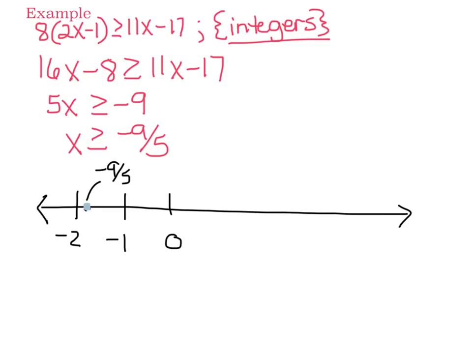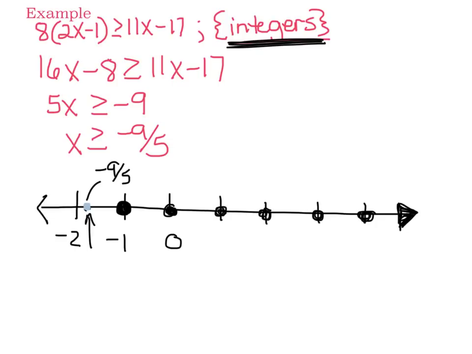However, I'm not going to shade it all, because I am limited to only the integers. So all I'm going to do is put a closed circle on every integer that is to the right of that spot right there. So the first actual one we will have is negative 1, and then 0, and then 1, 2, 3, 4, and everything on out. So I'll just color the arrow to indicate that it keeps going.